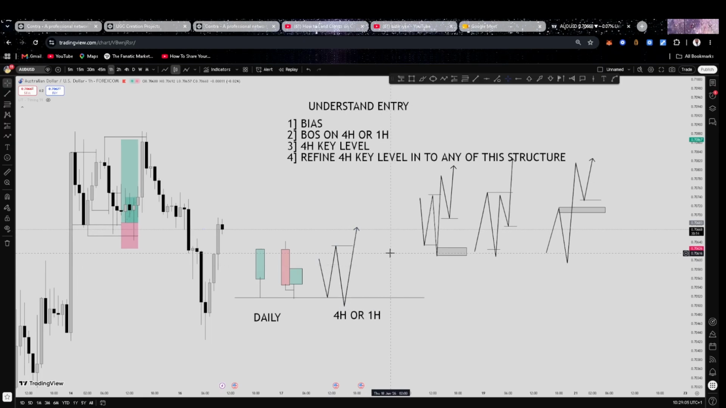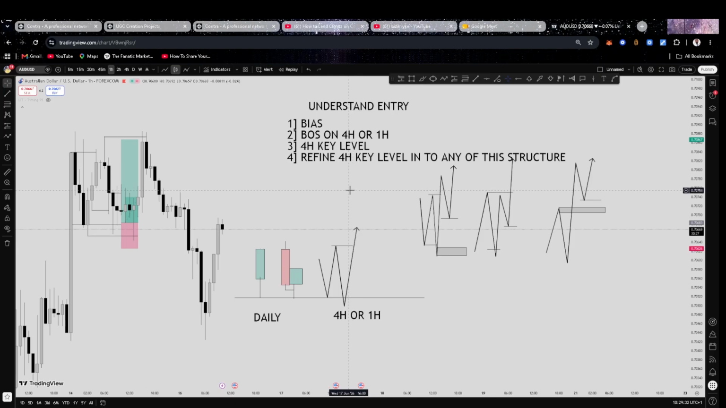Number 3, you need a key level. You need a key level. Where should your key level come from? Your key level should come from the 4 hours time frame. And if you are confused with your key levels, if you have multiple key levels and you are confused which key level to use, go to the daily time frame and pick your key level from the daily time frame.